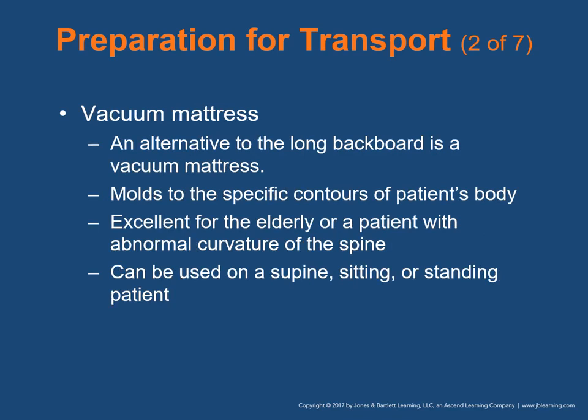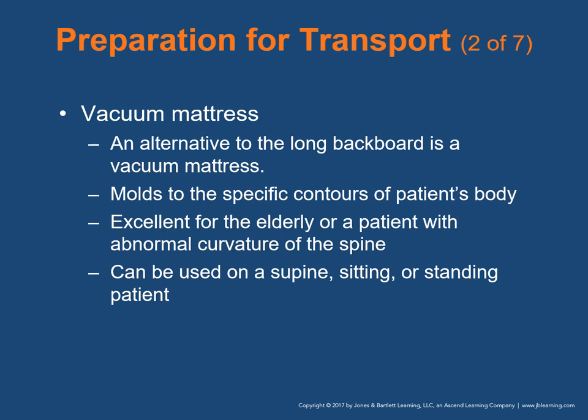Now we'll discuss a vacuum mattress. This is an alternative to the long backboard, and it is effective because it molds to the specific contours of the patient's body, reducing pressure point tenderness and therefore providing better comfort. It also provides thermal insulation. It's excellent for the elderly or a patient with abnormal curvature of the spine. The drawback to this device is its thickness.